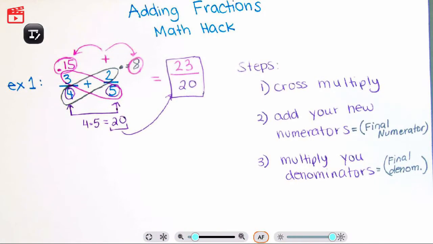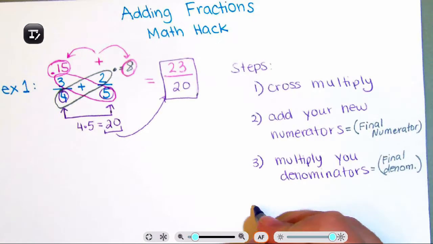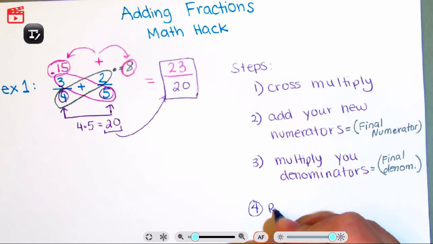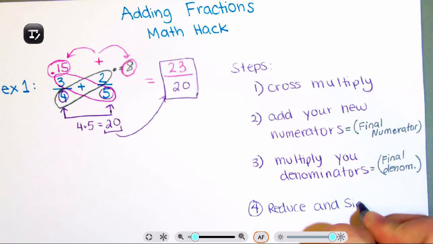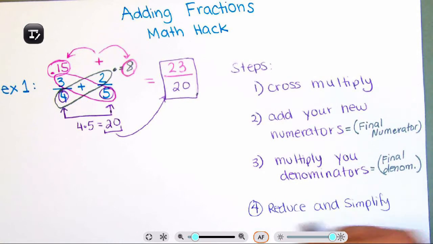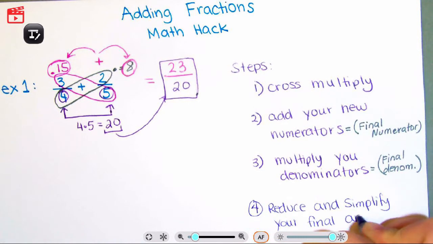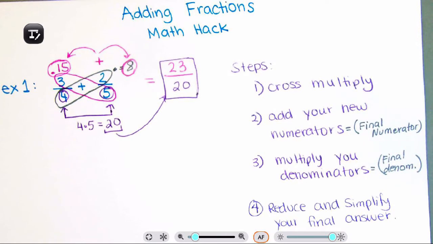Now I will add towards the bottom here for step number 4, reduce and simplify your final answer. Now, if you're in my class, that means just writing out the factors of your numerator, writing out the factors of your denominator, and then seeing if there's anything that crosses out, anything that undoes each other.